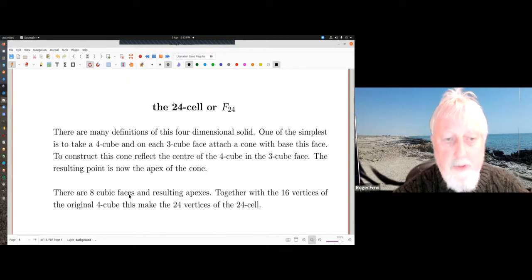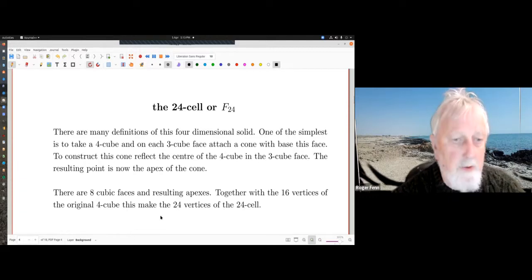So there are 8 cubic faces and the resulting apexes. Together with the 16 vertices of the original 4 cube, this makes 24 vertices of the 24 cell. So 16 plus 8 is 24.